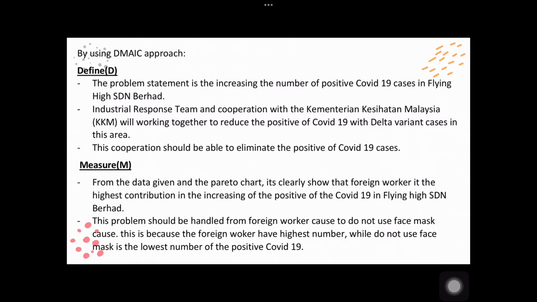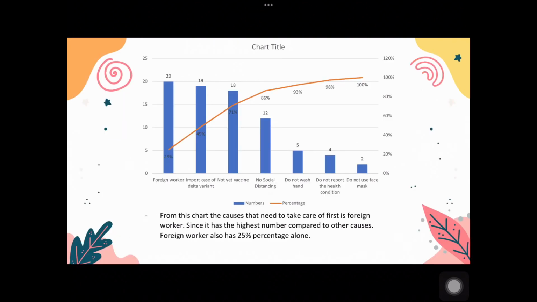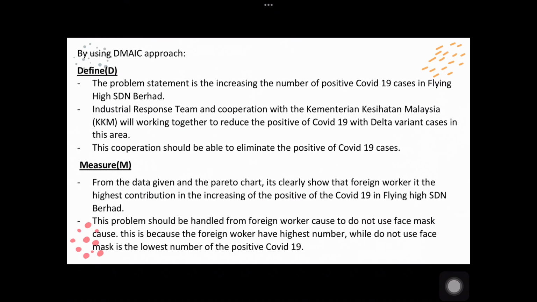Next methodology is Measure. From the data given and the Pareto chart, it clearly shows that foreign workers are the highest contribution to the increase of positive COVID-19 cases in Flying High Sendirian Berhad. This problem should be handled from the foreign worker cause rather than the not using mask cause. This is because foreign workers have the highest number while not using a face mask has the lowest number of positive COVID-19 cases.